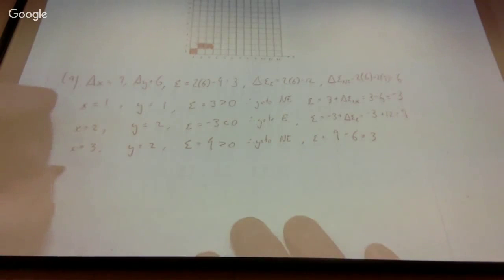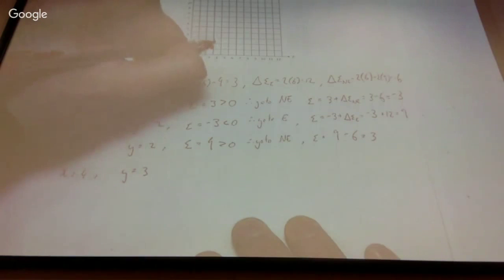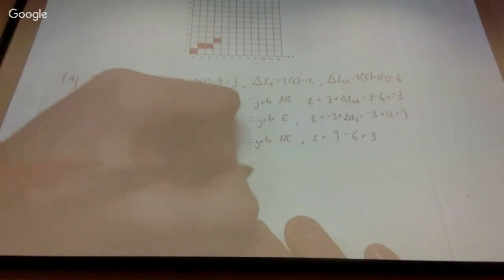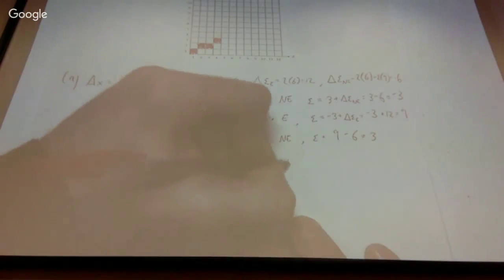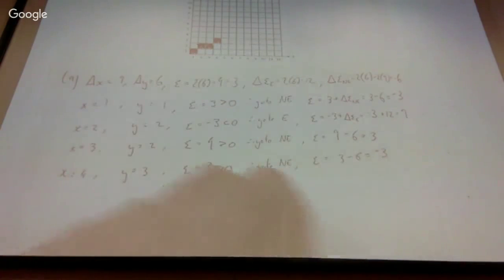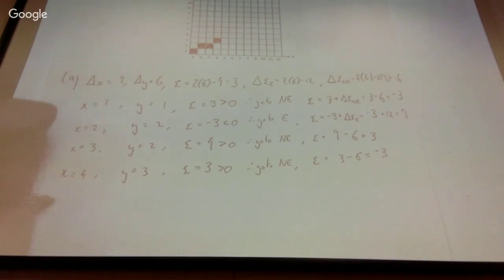Okay, so the northeast pixel is at 4 and 3. The error was equal to 3, which is positive, so again we go to northeast. And again we have to subtract 6 from 3. So notice all of these are whole numbers, haven't had to calculate fractions at all. So the northeast pixel is at 5, 4.